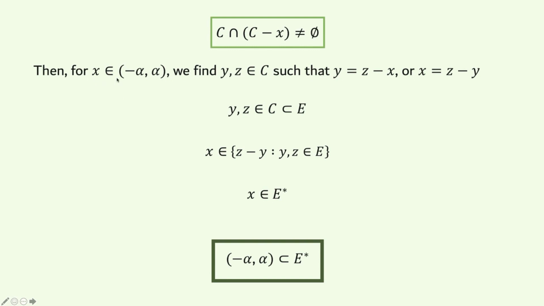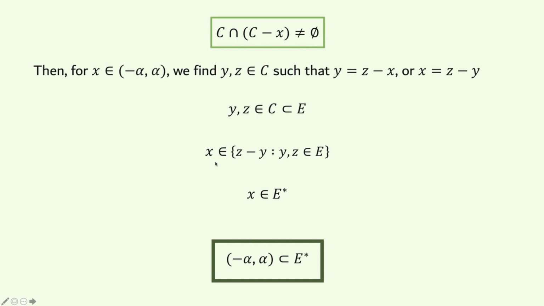Then, for some x in minus alpha alpha, we can then find some two arbitrary numbers in C, right? Because their intersection is not empty, such that y is equal to z minus x, right? Because their intersection is not empty, you can find these two values that equate to each other, two arbitrary values of C. And so juggling the x around and the y here, we have x is equal to z minus y, right? But y and z are in C, and C is a subset of E. So then we can say that y and z are in E.